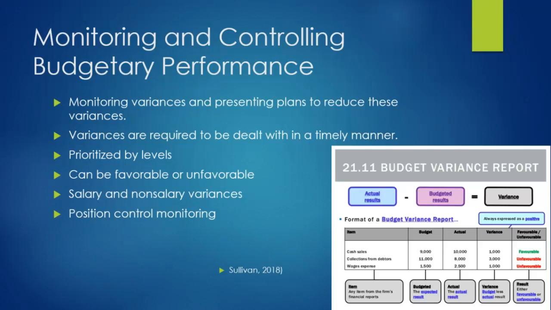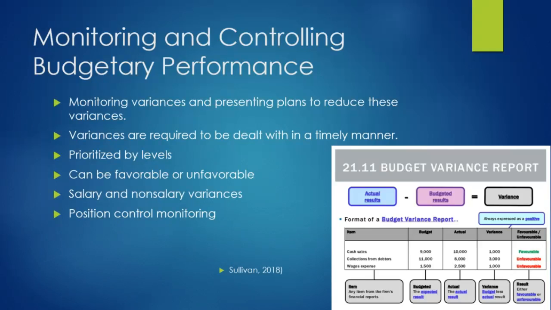They are to be prioritized by levels such as dollar amounts or percentages that are set by the organization. Variances are also favorable or unfavorable. Favorable variances are when more earnings come in than expected, or if less money was spent than was expected. Unfavorable variances are when less earnings came in than expected, or if more money was spent than expected.